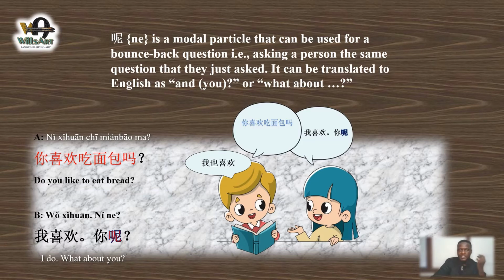So the first person says, 你喜欢吃面包吗? Which means, do you like to eat bread? Then the response is, 我喜欢,你呢? 我喜欢 I do. What about you?